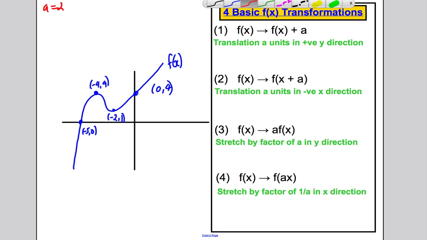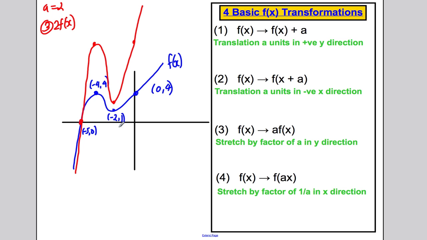A is 2. Let's do the third transformation. We would work out 2 f of x. Now this one I'm going to have to draw. At this point here, y is 0. So if we double it, it still stays at 0. So that stays where it is. Here, the y value doubles, so it would be (-4, 8). This point here would be (-2, 2), since the y value would double. This point here would be (0, 8). So it would actually end up looking something like this.